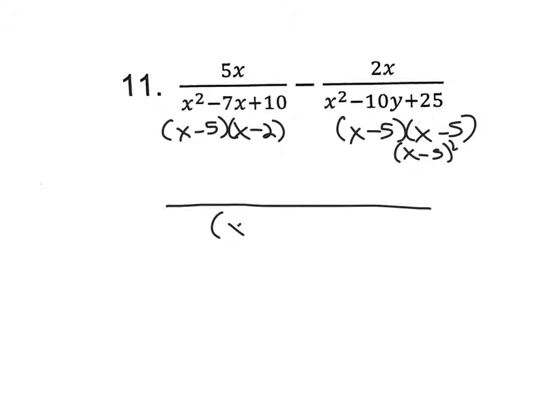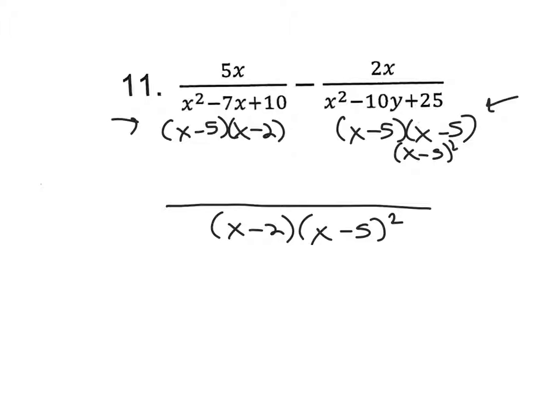My LCD is going to be x minus 2. And then this denominator has an x minus 5, and this one has an x minus 5 squared. And anytime they have factors in common, you always use that factor, but you always use the biggest exponent on that factor. So I must put x minus 5 squared. And the reason you do that is because x minus 5 does go into x minus 5 squared, but x minus 5 squared does not go into x minus 5. So that's the reason why you go there.